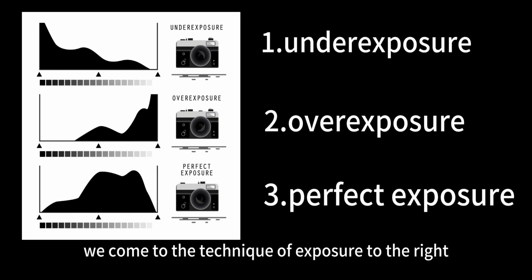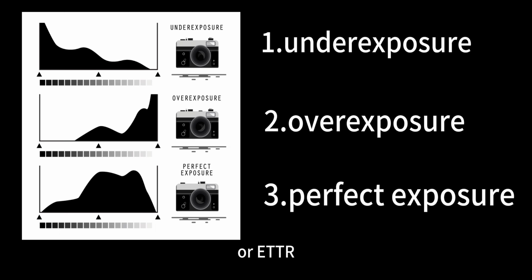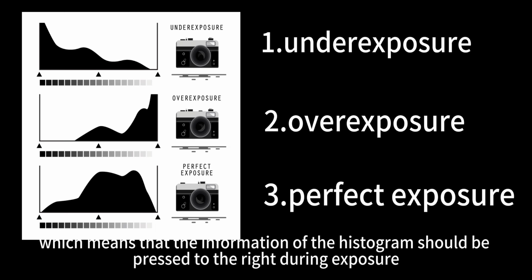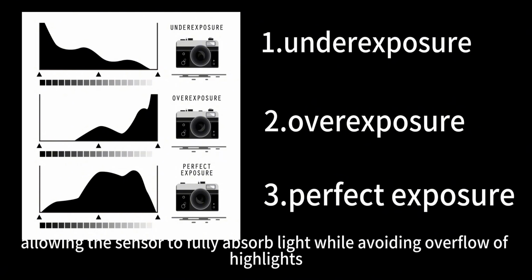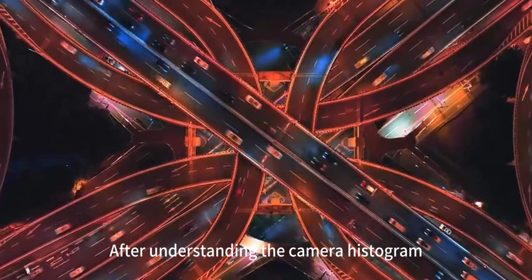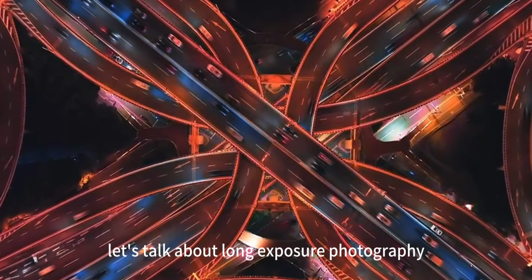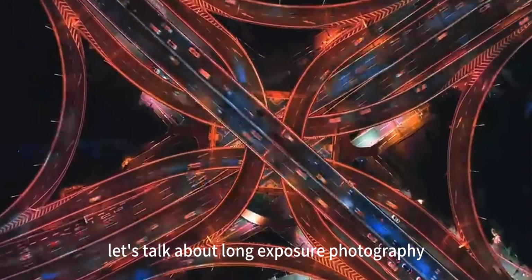From this, we come to the technique of exposure to the right, or ETTR, which means that the information of the histogram should be pressed to the right during exposure, allowing the sensor to fully absorb light while avoiding overflow of highlights. After understanding the camera histogram, let's talk about long exposure photography.